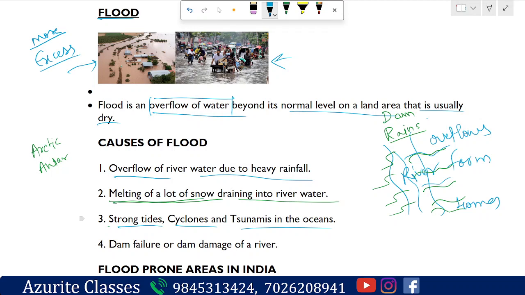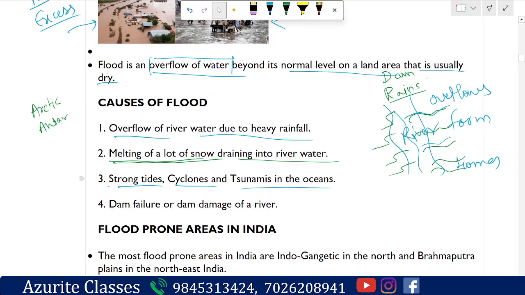So we'll study about the cyclone. You may have seen, when it rains, high wind speed will be there. And if it is a cyclone or tsunami, it will bring rain with it. The air will be high speed and the rain will also be there. So if there is so much rain, flood will happen, right? Dam failure or dam damage of a river will also bring so much water. So that is how the floods happen.